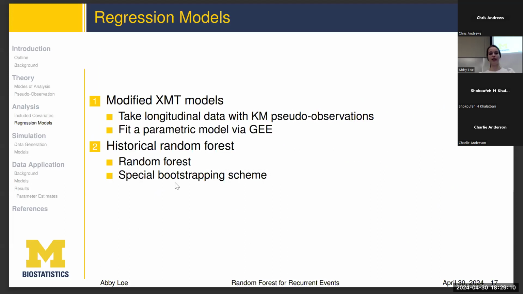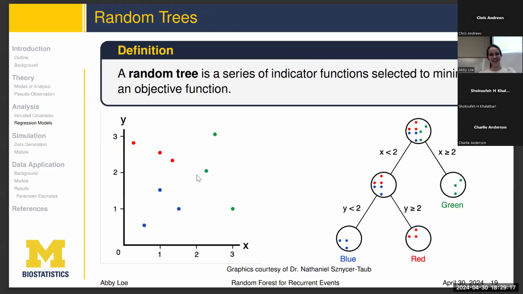And then the other model we're going to talk about is the historical random forest. So first we're going to talk about a random forest, and then a special random forest. A random tree, just briefly, is a series of indicator functions that are selected to minimize some type of objective function. So we pool all of our data and make splits that minimize an objective function. If I gave you this data where we've recorded some X and Y covariates and also the response color, you'd say, clearly anything that has an X covariate greater than or equal to 2, we're going to call that green.